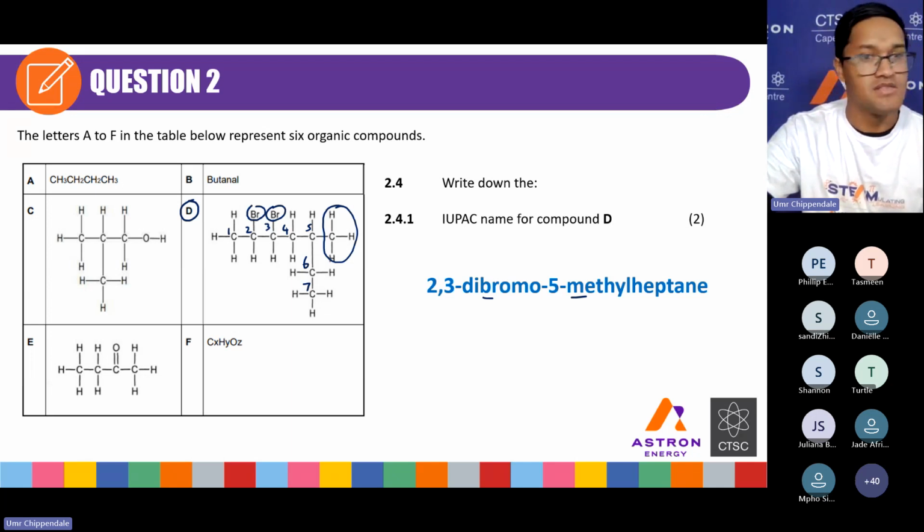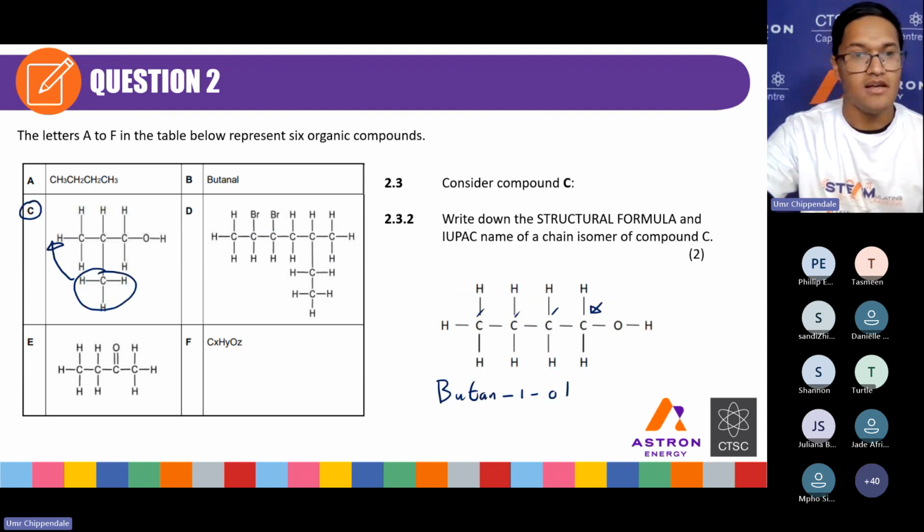Someone asking about the previous question. The previous question, this was the answer here, right? So this comes first, right? So this is going to be butane 1-ol.